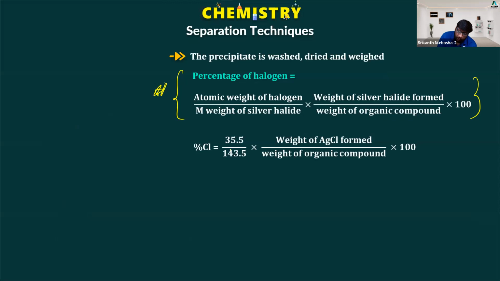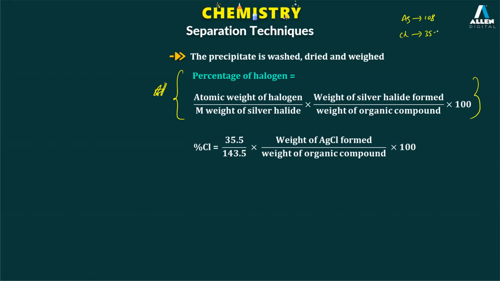So for percentage of chlorine, what is the atomic weight of halogen? Atomic weight of chlorine is 35.5. Molecular weight of silver halide, AgCl, is 143.5, into weight of AgCl formed by weight of organic compound, into 100. Similarly, for bromine and iodine you can write: atomic weight of bromine is 80, and silver is 108. Chlorine is 35.5, bromine is 80. What about iodine? 127.